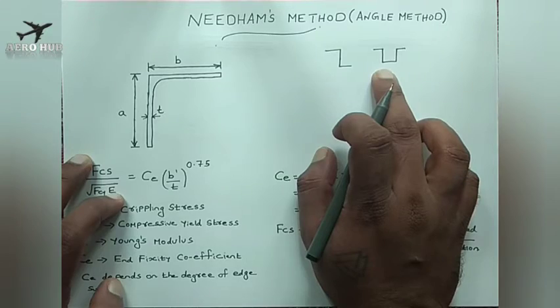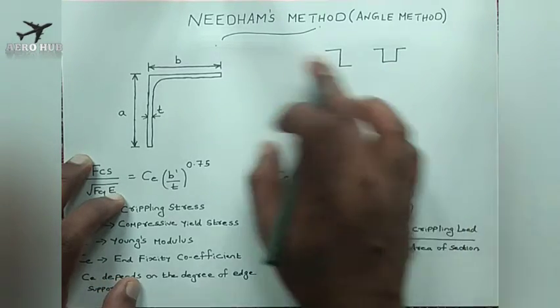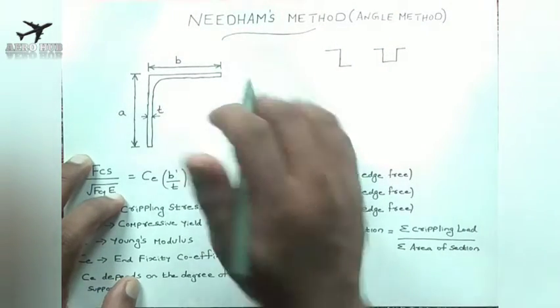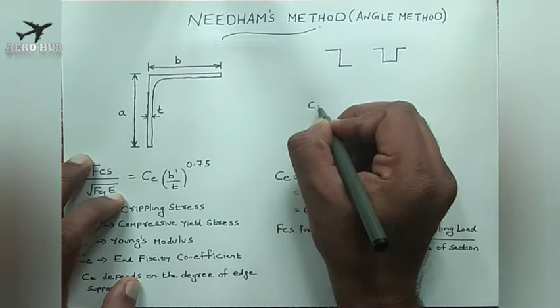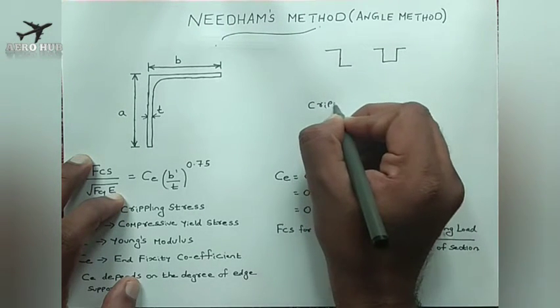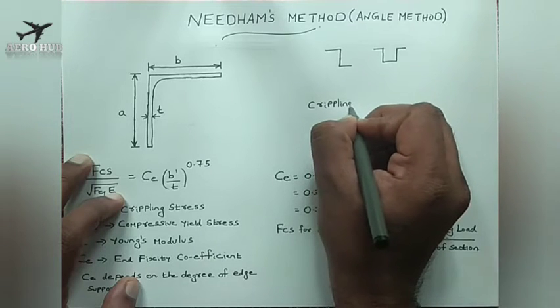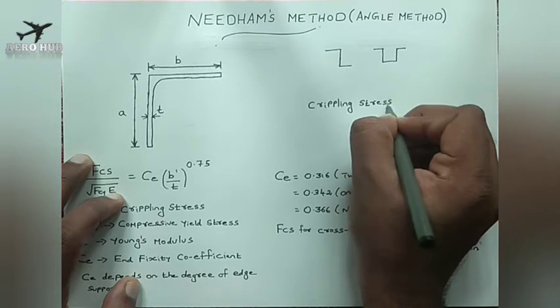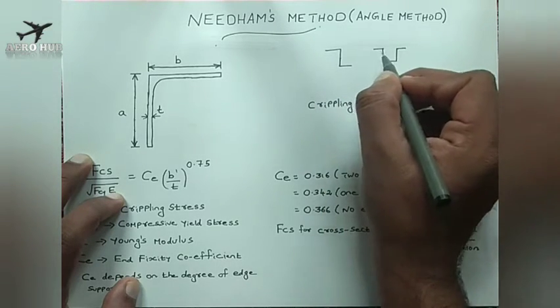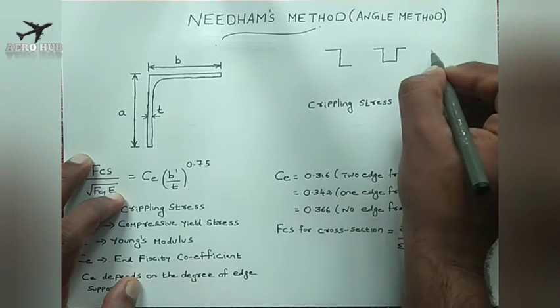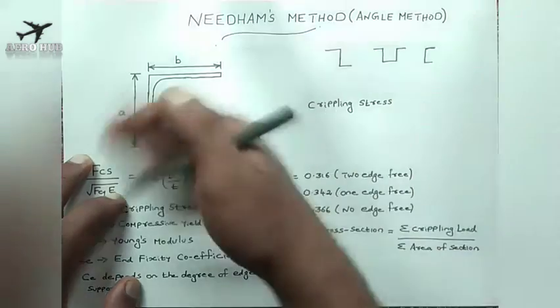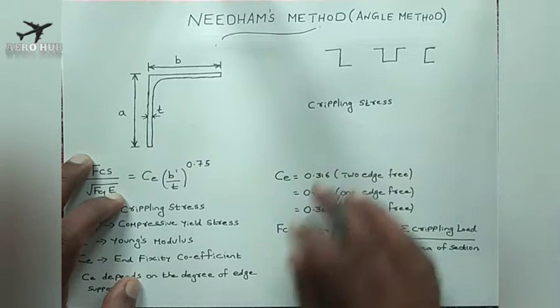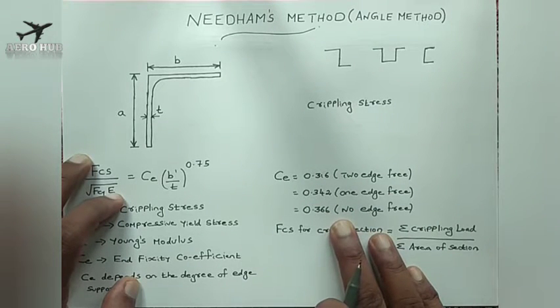Okay, and we are using Needham's method to estimate the crippling stress for sections like a hat section, Z section, or you can say a C section. These are the sections we are using in airframe structures. So we will be finding out something called crippling stress.